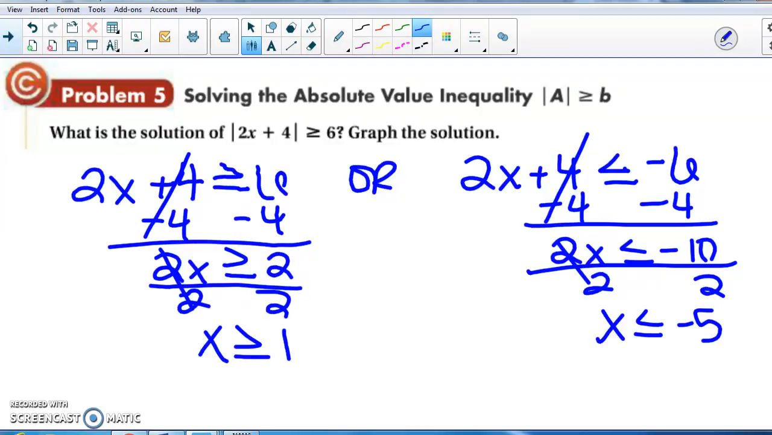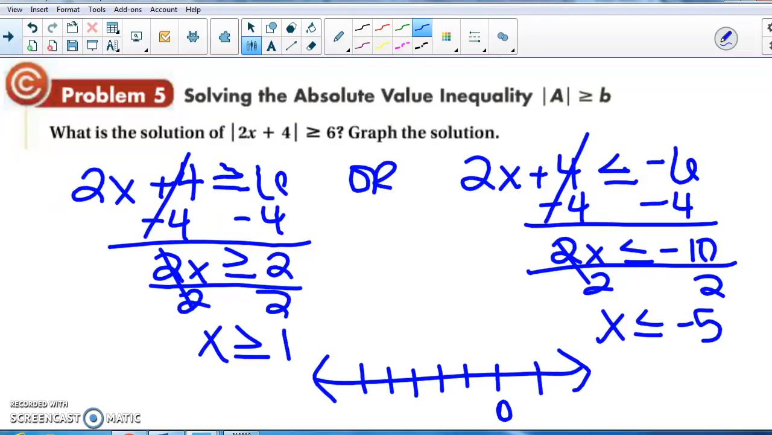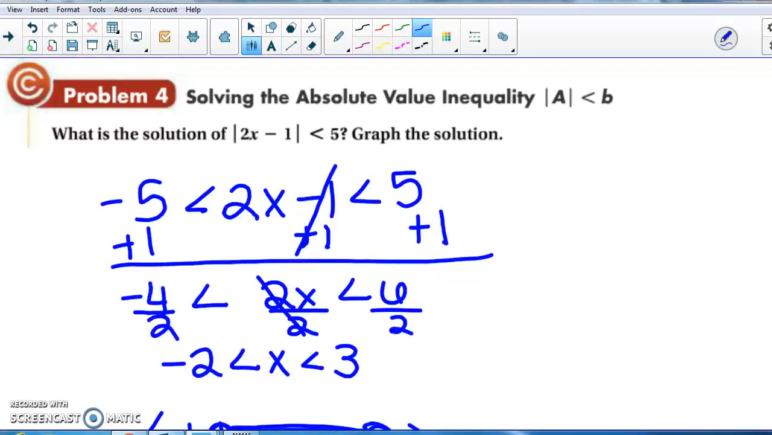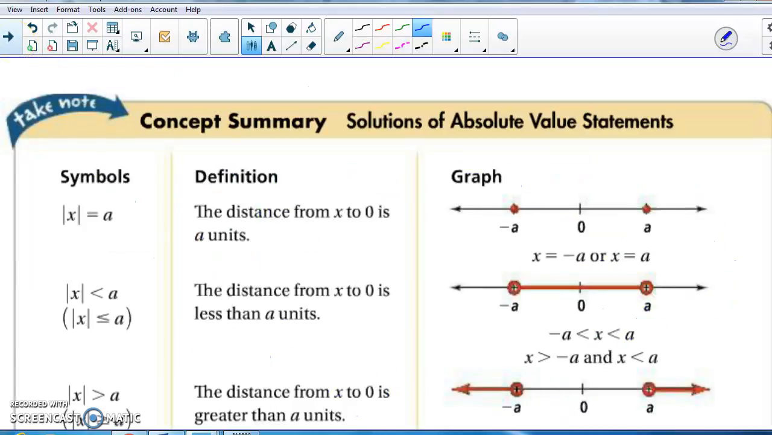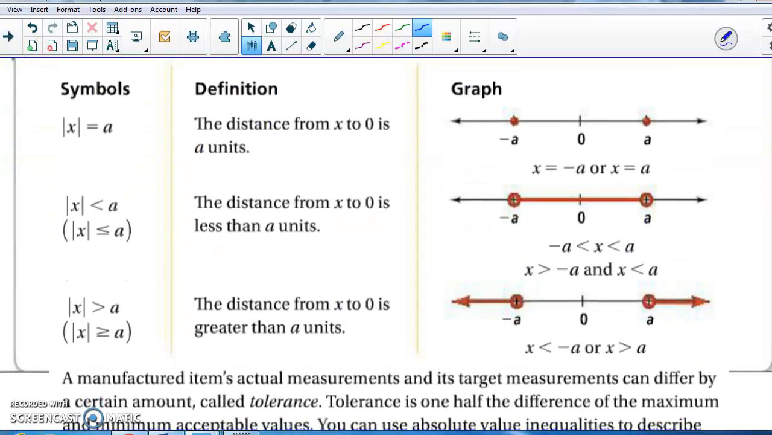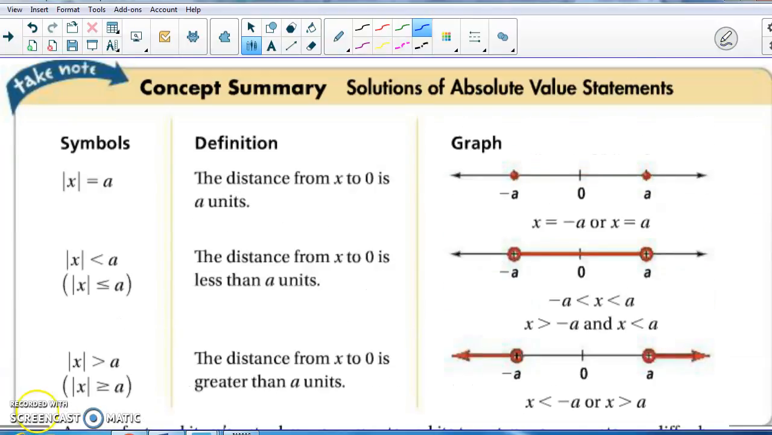I then draw them on my graph. Greater than or equal to 1. Less than or equal to negative 5. So our first absolute value inequality was less than, and that was an and inequality. When it is greater, it is an or inequality. That is what we're going to go over here. Once you have these definitions and graphs done, that's all for absolute value equations and inequalities.